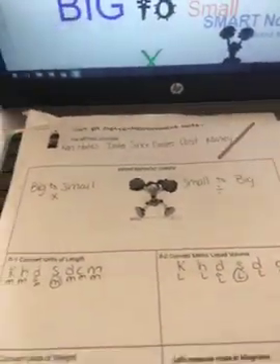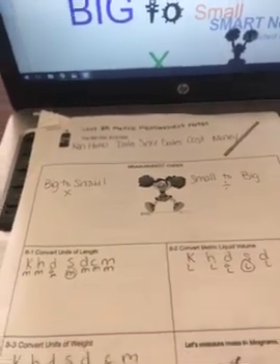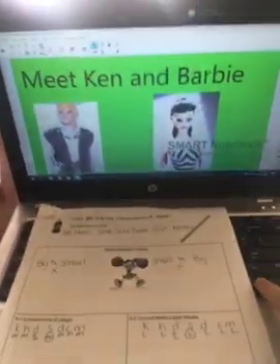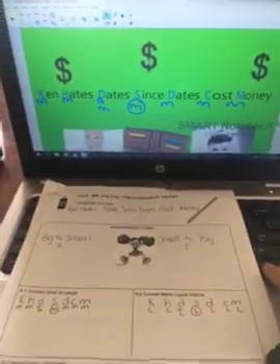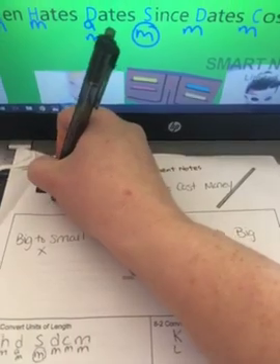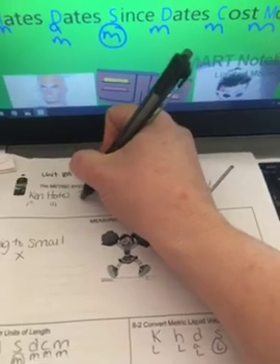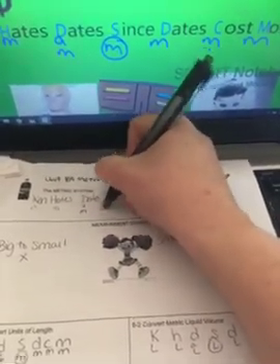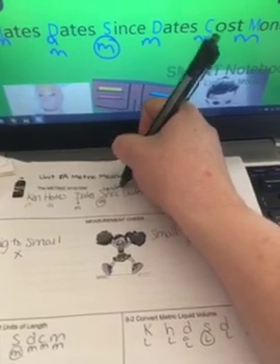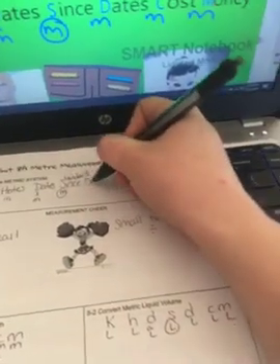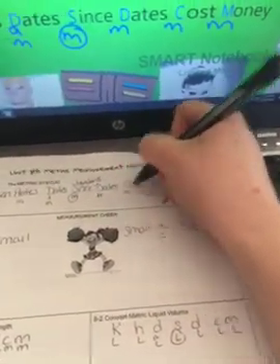What I want to go over with you, for those who were not in school on Friday, or just as a quick review, is something called Ken Hates Dates. So let me scroll over to that slide. We did a fun little saying, Ken Hates Dates, since dates cost money, and we included that in our notes. The K stands for kilometers, the H stands for hectometers, the D stands for decameter, S stands for standard. In this particular lesson we're going to be talking about meters. D stands for decimeter, and then we just keep getting smaller, centimeter, millimeter.